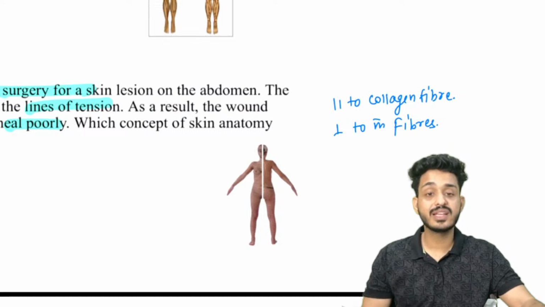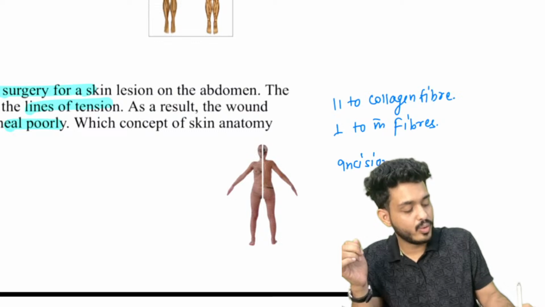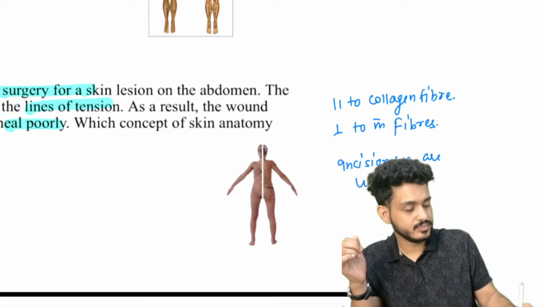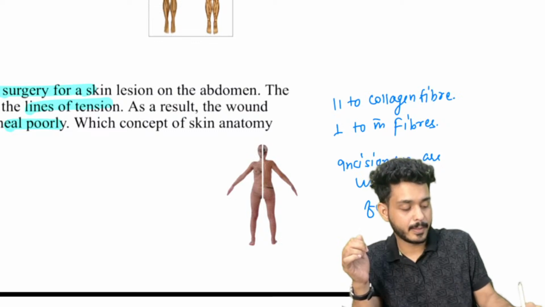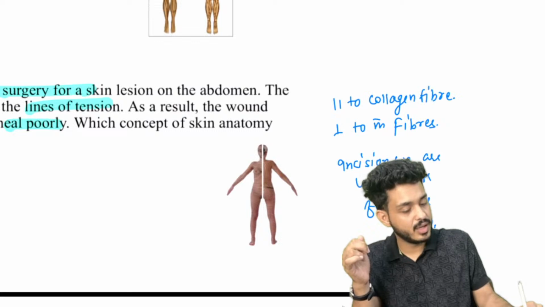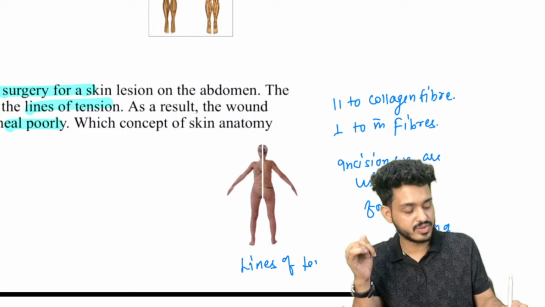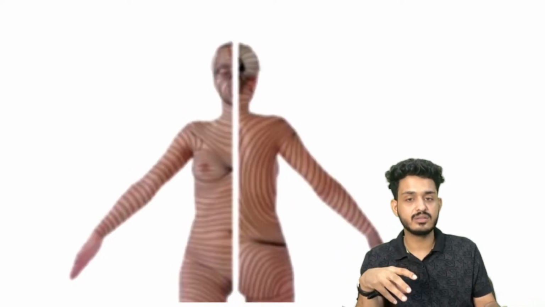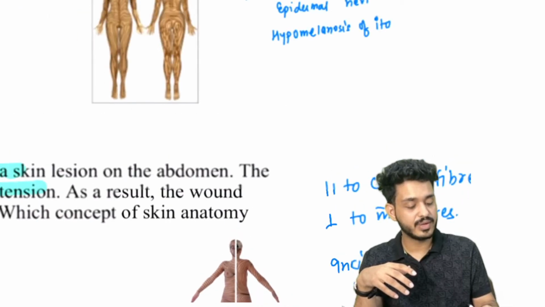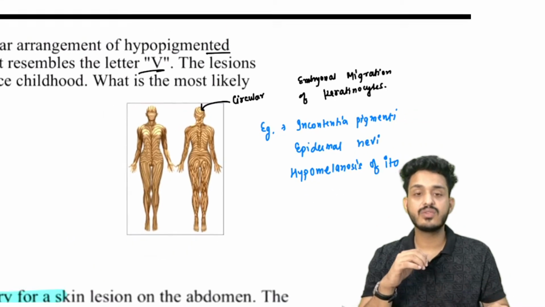During incision in surgery, we are using these lines for better healing. These are your Langer's lines, also known as lines of tension. So now you can differentiate. Here there is nothing like circular. If you find these type of circular lines, that is Blaschko's line, and the other one will be Langer's lines.